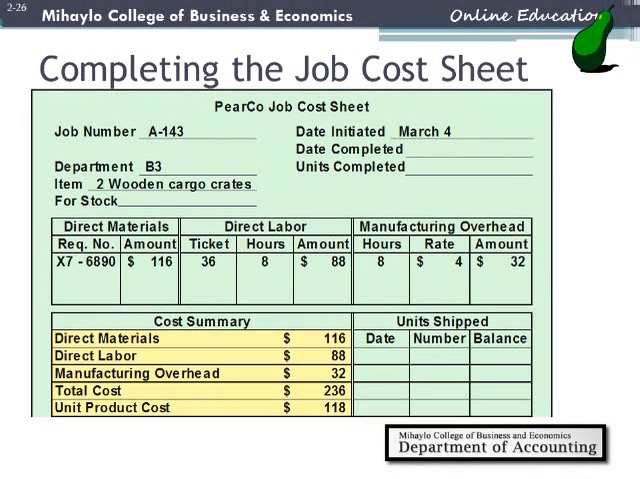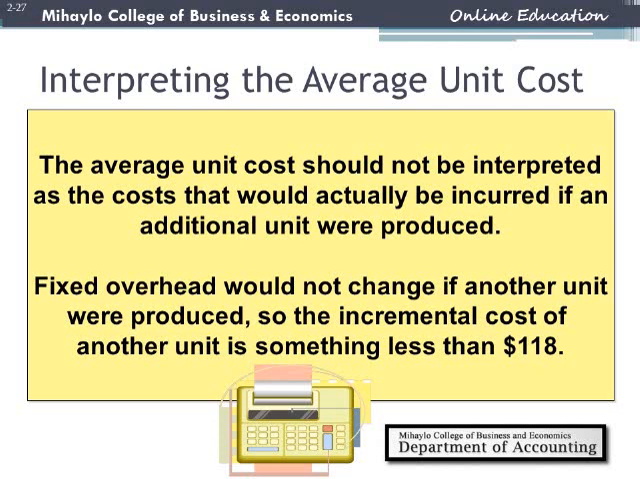The total direct material, direct labor, and manufacturing overhead costs assigned to job A143 is $236. Since this particular job included 2 units of production, the average cost per unit is $118. The average unit cost should not be interpreted as the costs that would actually be incurred if another unit were produced.